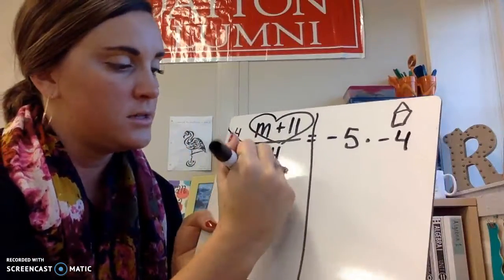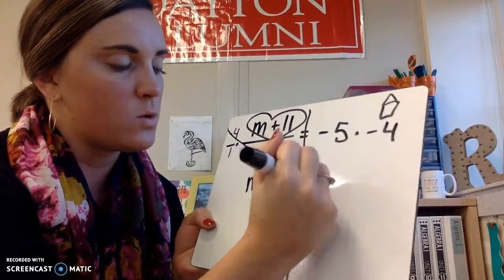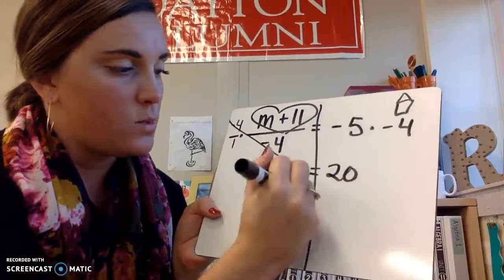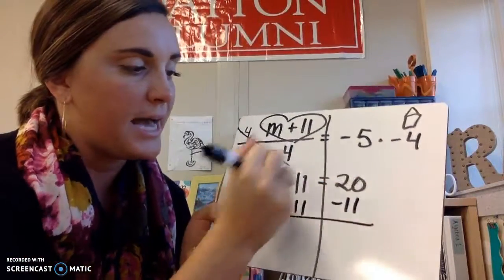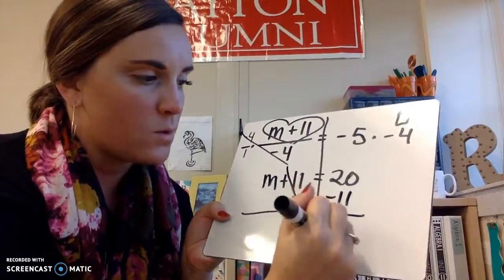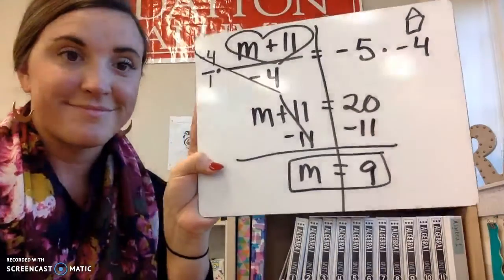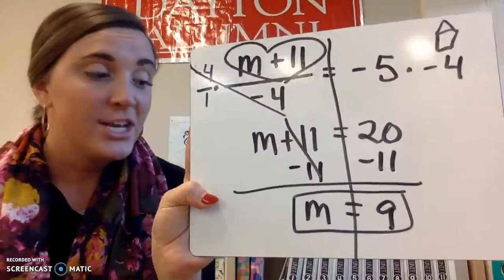Those will cancel. So m plus 11 equals positive 20. So we're going to subtract 11 on each side. m equals a positive 9. All right, that is number 16.